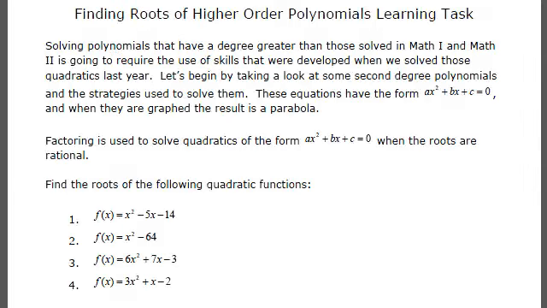Welcome to Task 3 of Unit 4, Accelerated Math 2. In this task, finding roots of higher order polynomials, you'll be exposed to and taught and shown and expected to use synthetic and long division to find the roots or solutions or zeros of polynomials.